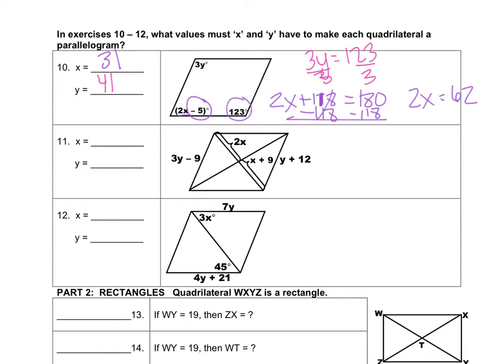Okay, on number 11, let's do x first. You have these diagonals. Diagonals bisect each other. How do I know that? Because it's on your property sheet. It's number 4. Since they bisect each other, that means they cut in half. That means they're going to be 2 equal parts. So set them equal to each other.